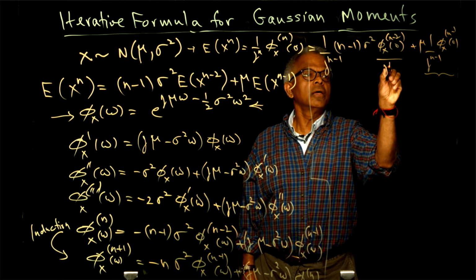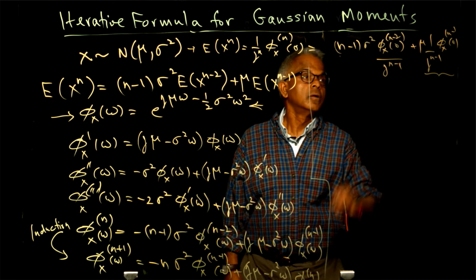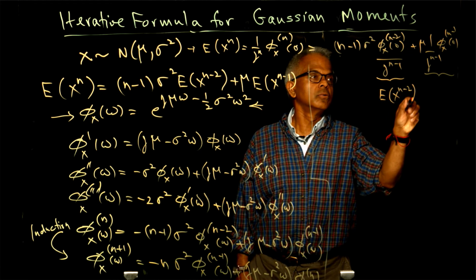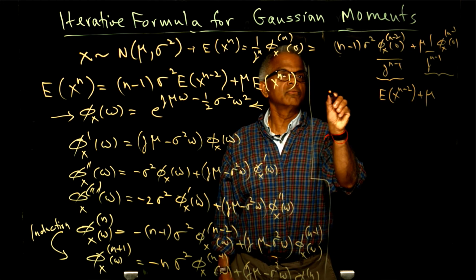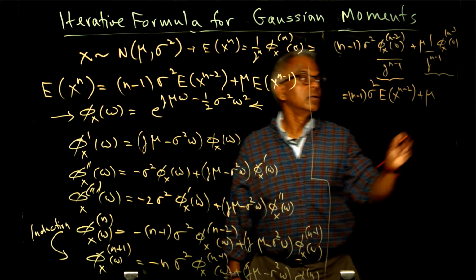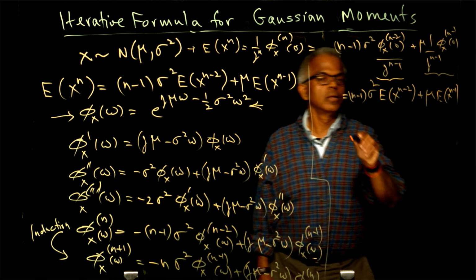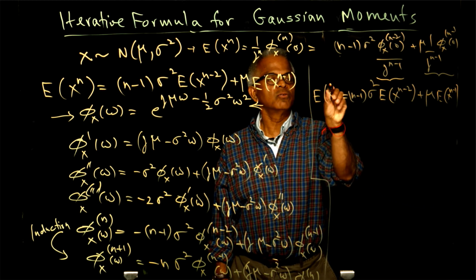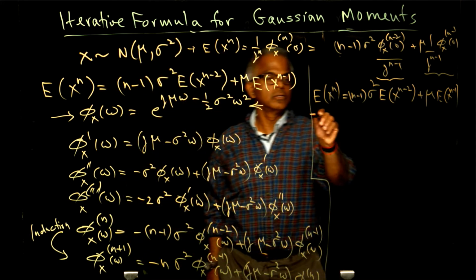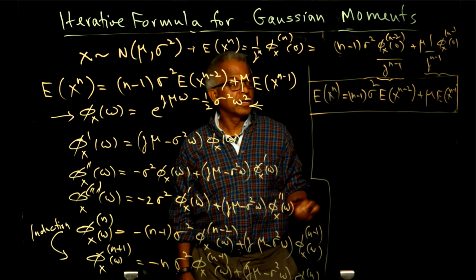So if I put the j to the n minus 1 here, this is simply the expected value of x to the n minus 2, and here I have n minus 1 sigma squared, and here I have the expected value of x to the n minus 1, and this is of course the expected value of x to the n. So this is the formula we wanted to develop. This is what we were after. Now we can take some special cases.